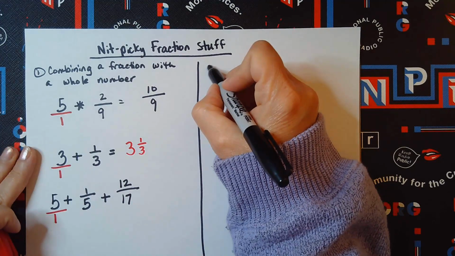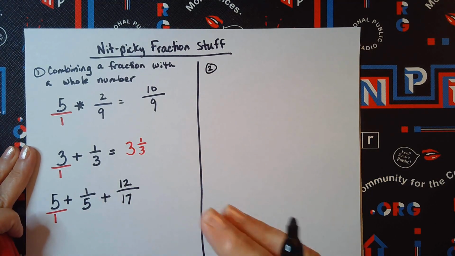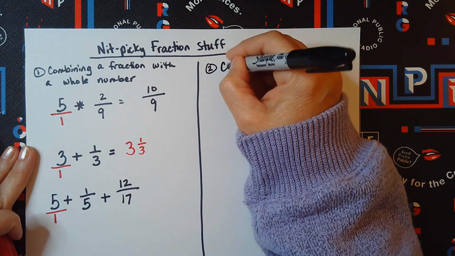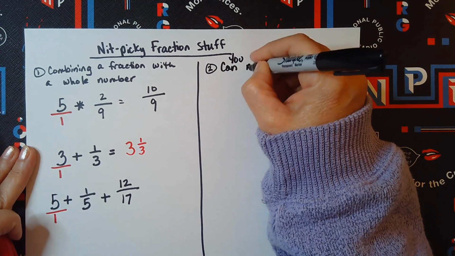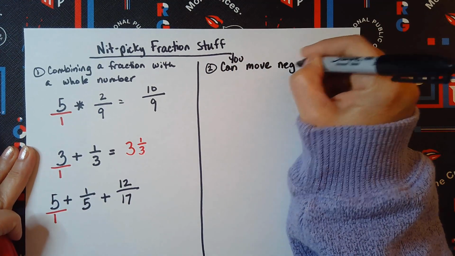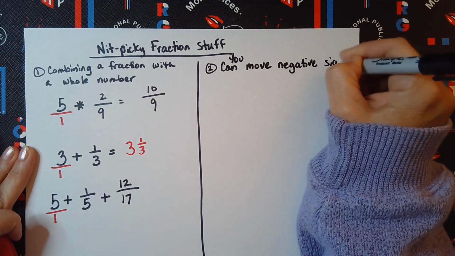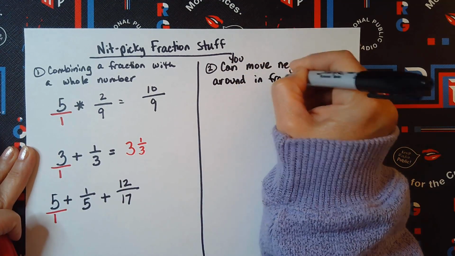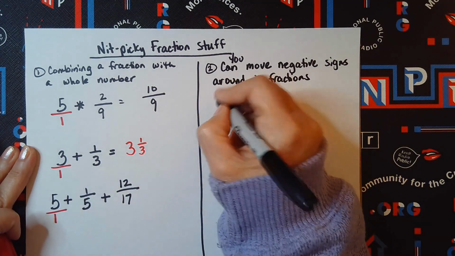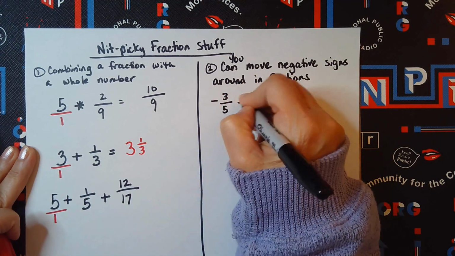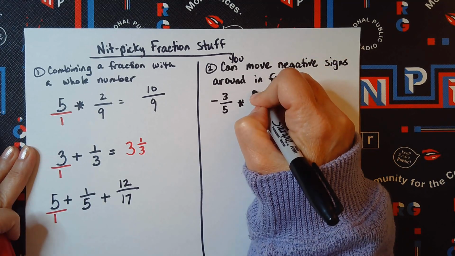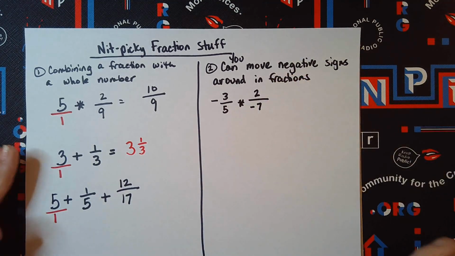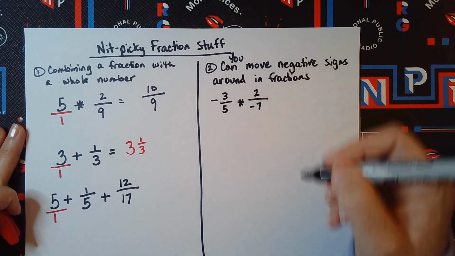Okay, the second thing that I want to talk about that sometimes trips students up if they're not aware is that you can move negative signs around in fractions. So for instance, if we have this problem, negative 3/5 times 2 over negative 7, right? If that's our problem, we don't have to leave it like this.